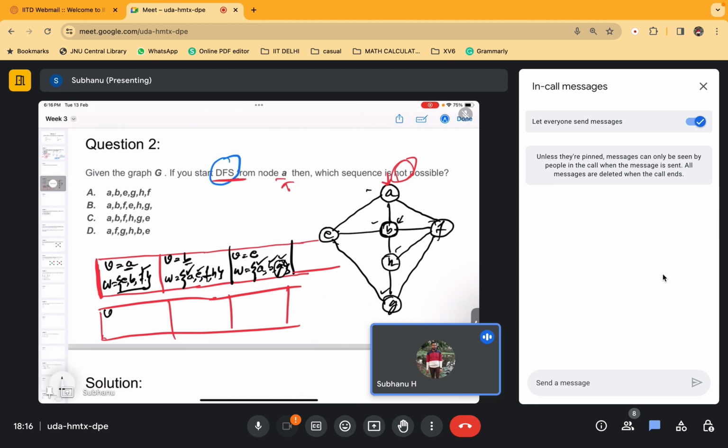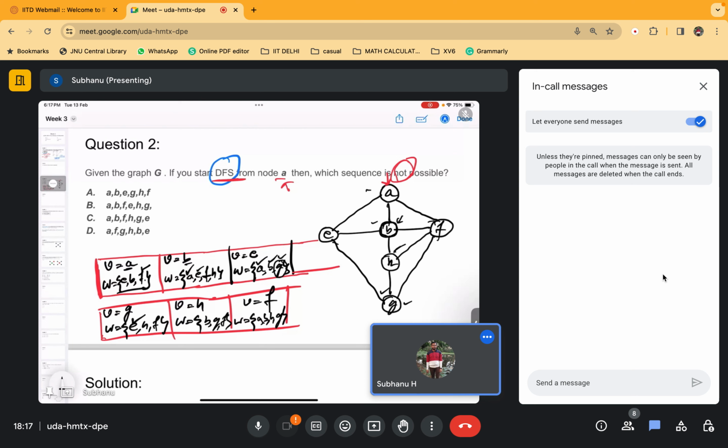Now you will be exploring node G. If you come to G, what is in your one hop distance? In G you have E, H, F. E is already visited, and H you are visiting. If you visit H, you can go to B, G, and F. If you visit F, you can find A, B, H, G. So this will be your stack.